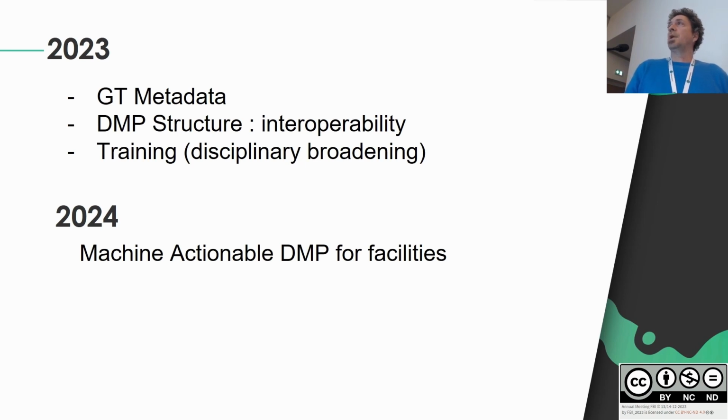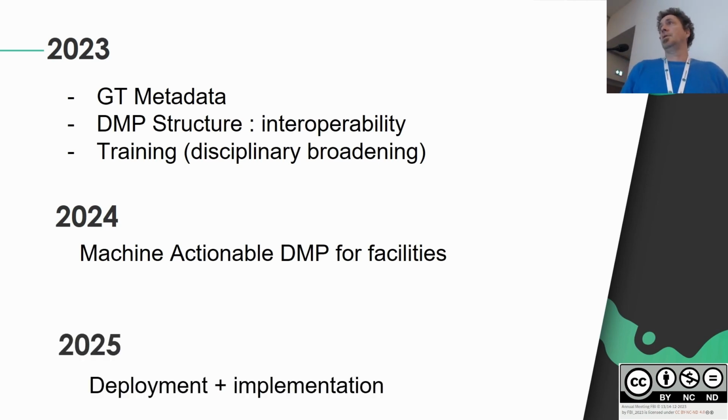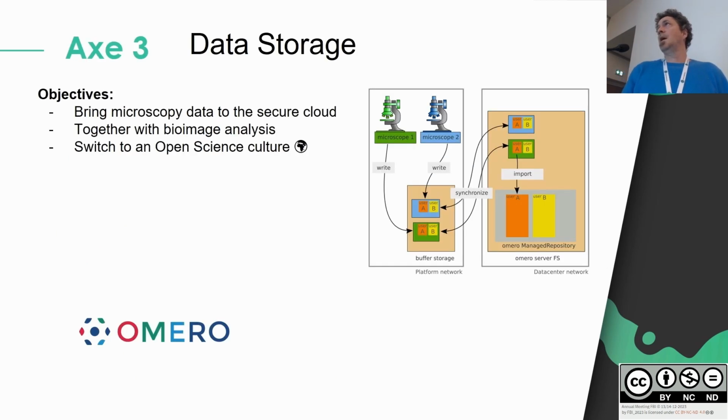So the plan for 24 is to have a machine actionable DMP, so that in just a few clicks you will get your DMP. We also plan in 25 to have the deployment of these things and the link with all the implementation of the data. The third axis, which has taken us a lot of time these years, the idea is to provide the tools for data storage.